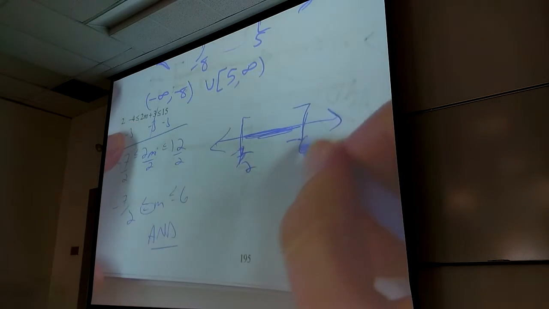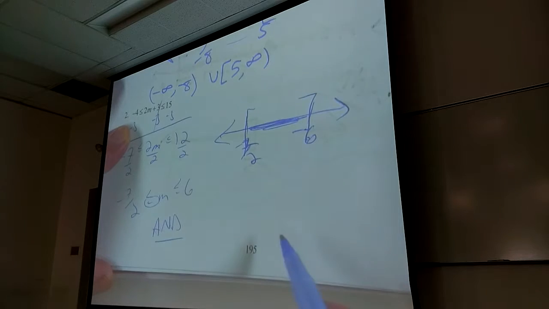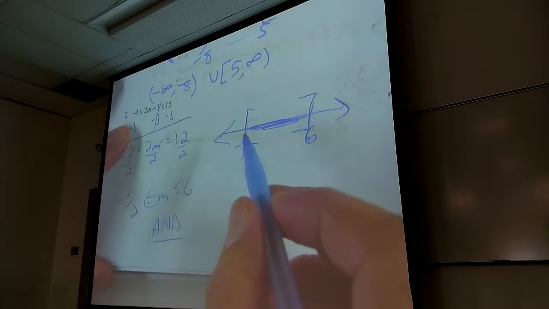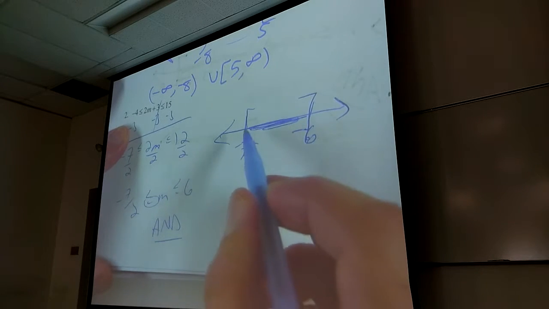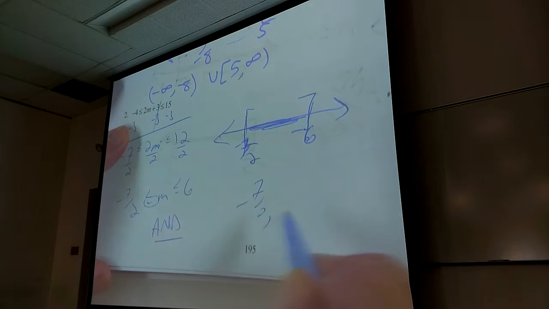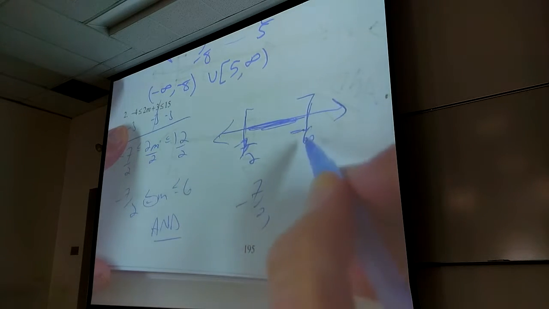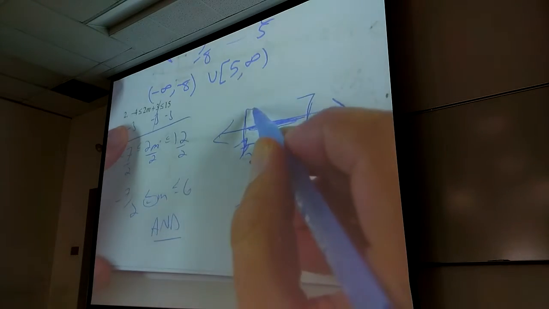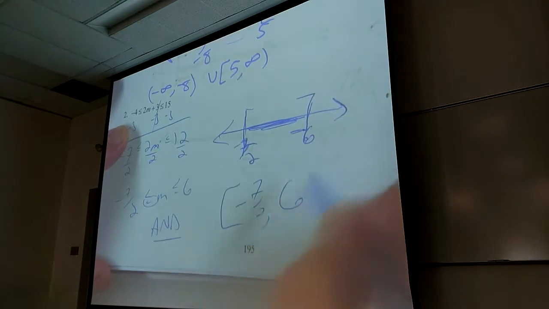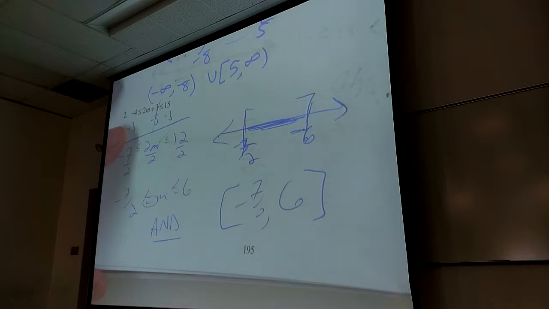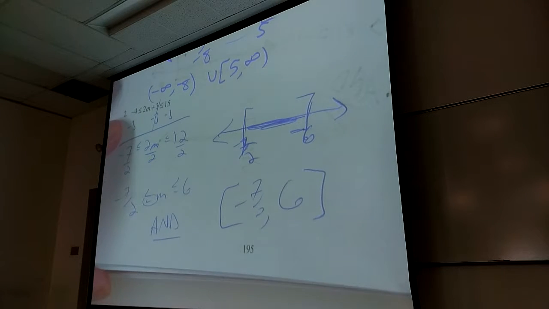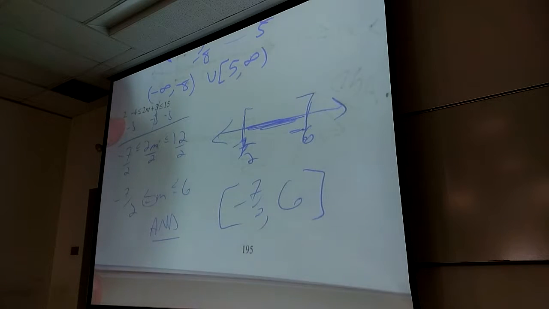So how do I write that in interval notation? Negative 7 halves up to, sorry, that's not a negative symbol, bracket. Just 6. And then you put the same symbols on it. So when it's got 3 sides, it's beautiful. The graph is exactly the same as the interval notation.